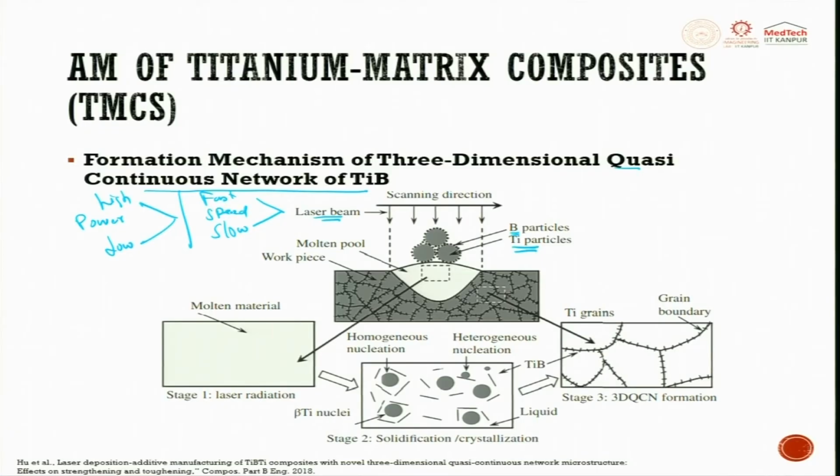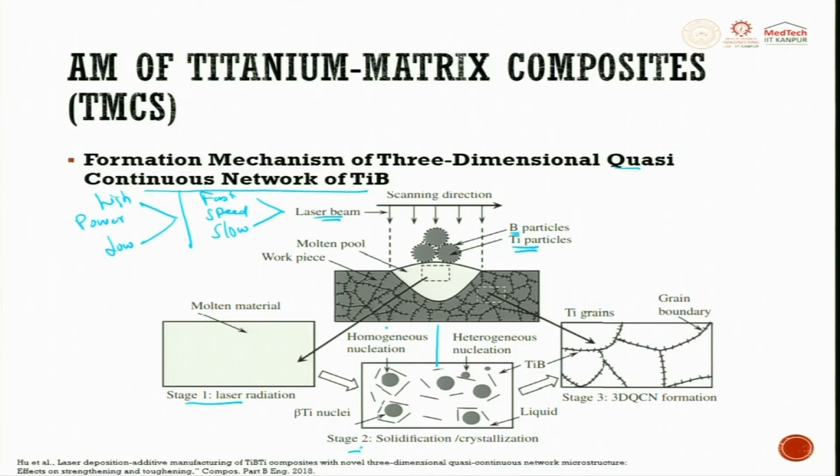So, with this what will happen, you will try to melt the material. So, a pool is getting formed. When the pool is formed, you see first in this laser radiation it is completely molten. Now, in the second stage you have two things, one is called homogeneous nucleation, the other one is called heterogeneous nucleation.